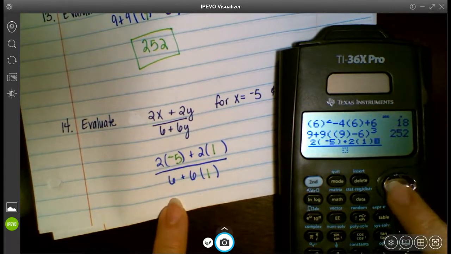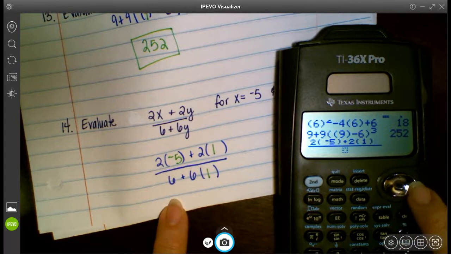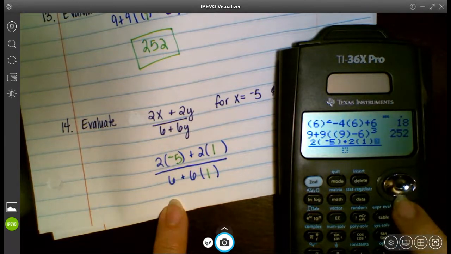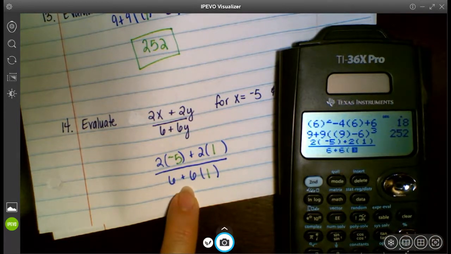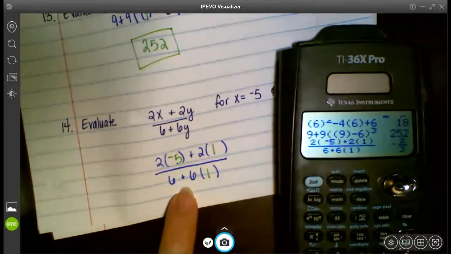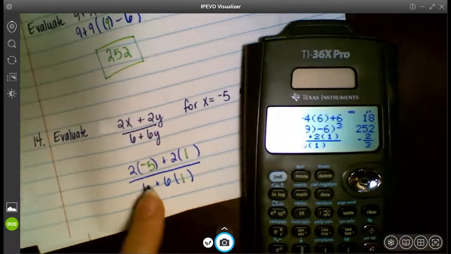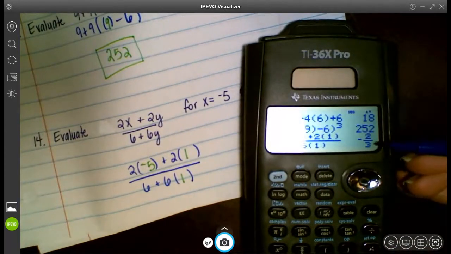Now we're going to use this navigation button to go down. Push the bottom part of that silver button. It takes you to the denominator. We have 6 plus 6, parenthesis 1, close our parenthesis, hit enter, and the answer is -2/3.